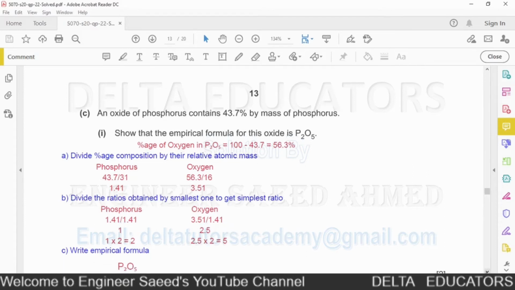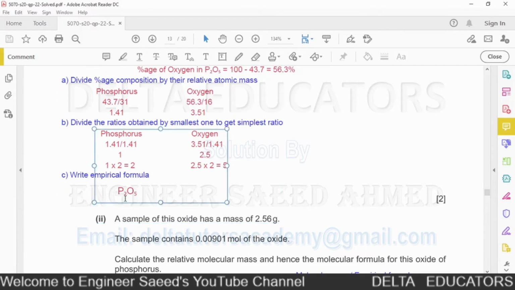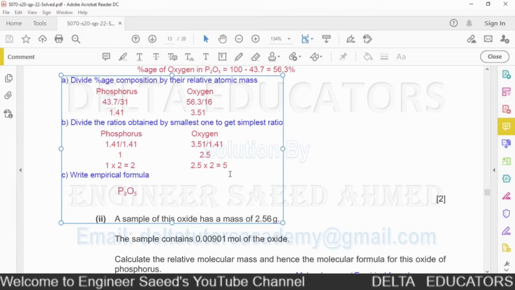So the empirical formula will be P2O5. This 2 is the simplest ratio of phosphorus, this 5 is the simplest ratio of oxygen. So the empirical formula will be P2O5.